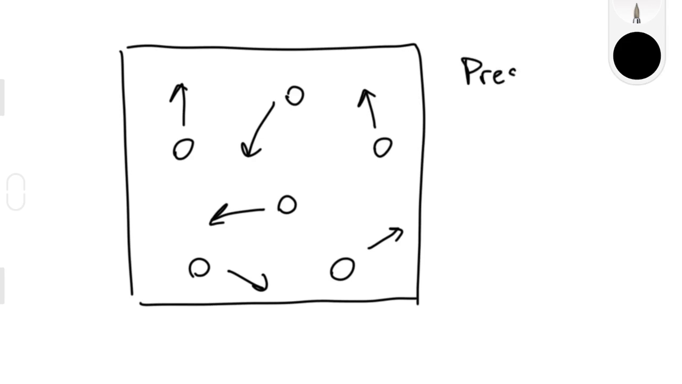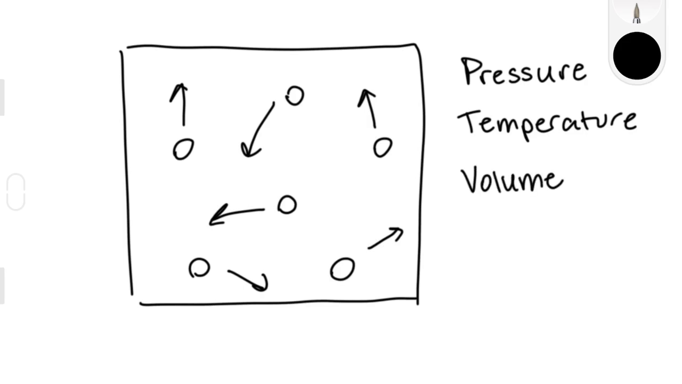Pressure is measured by the frequency of particle collisions with the wall of the vessel. Temperature is the average kinetic energy of the particles. In other words, how fast they're moving. Volume describes how spread out the gas particles are, and is dependent on the size of the container. And finally, quantity just refers to the moles of gas present.